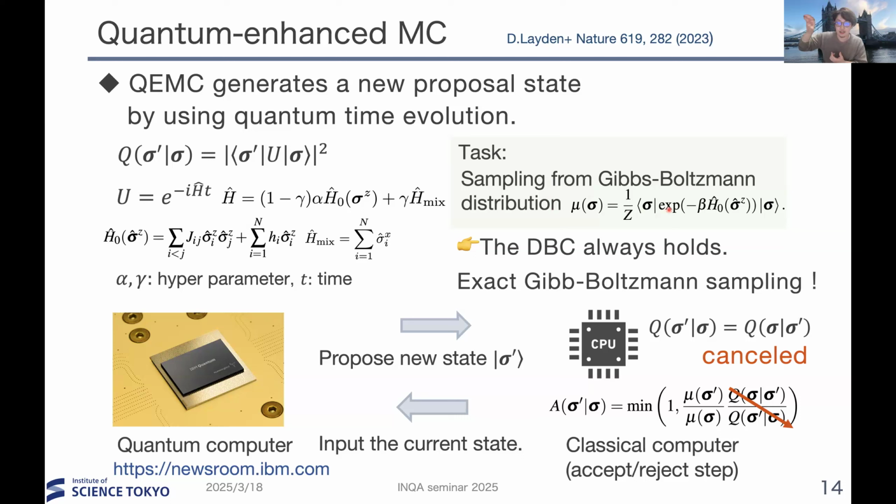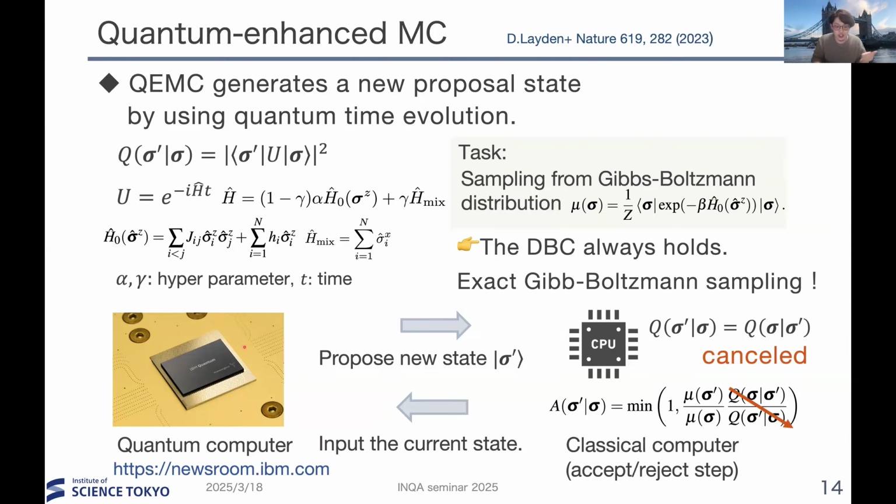at inverse temperature beta. And H mix is a mixer Hamiltonian. And alpha and gamma are hyperparameters. And T is a time. So this is the protocol of quantum enhanced Monte Carlo.